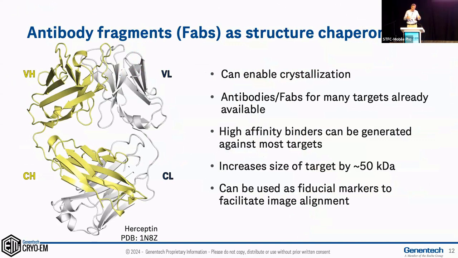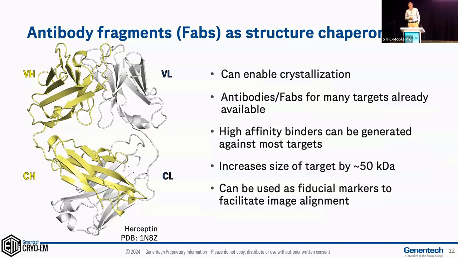If you have access to collaborators who do immunizations or have libraries and do selections, you can find Fabs against any target in principle. And they're about 45 to 50 kilodaltons in molecular weight. So they're a bit small by themselves, but if you have a target that's like 10 or 20 kilodaltons, we think they can work.